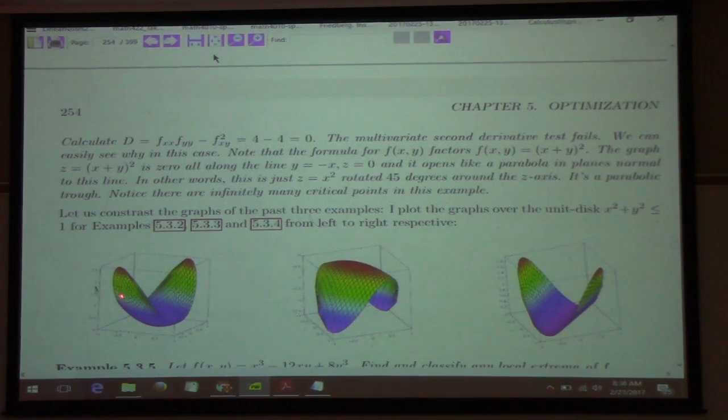And here's example one, which was an honest-to-goodness local minimum. And there's example two, local maximum. And here's the inconclusive one.